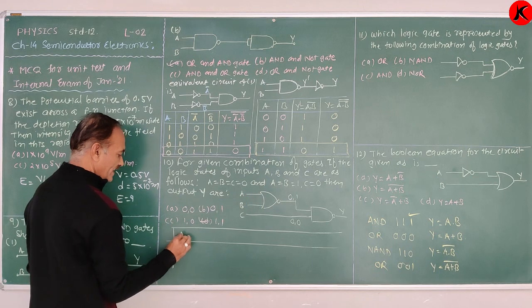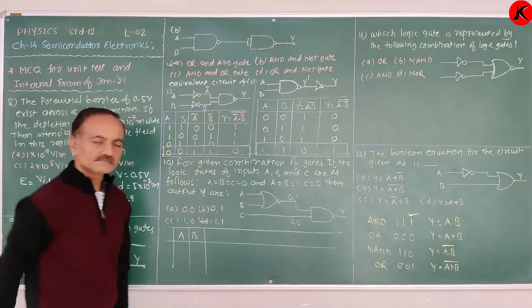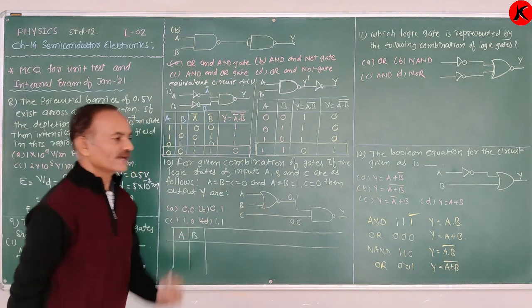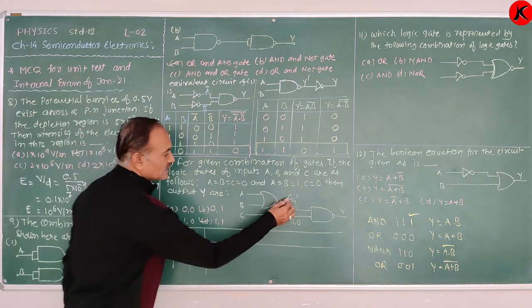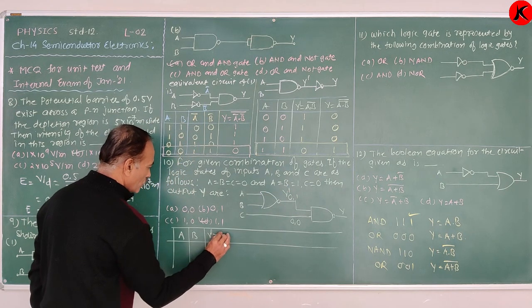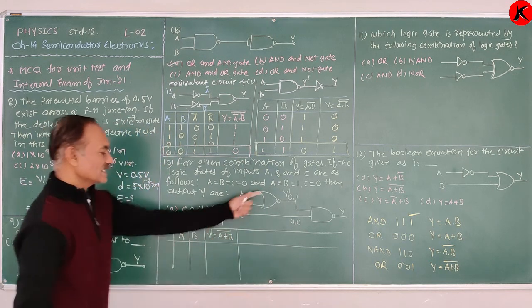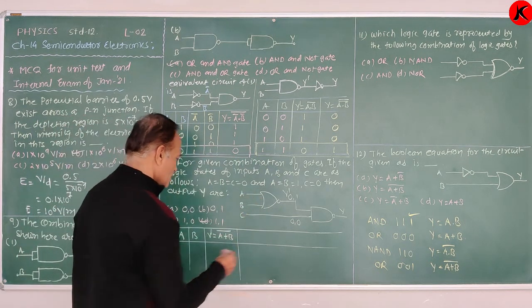First is the A, now B. That is which gate? That is the lower gate. Lower gate is, so there is the Y dash. Y dash is equal to A plus B bar. There is the input with C. C input.